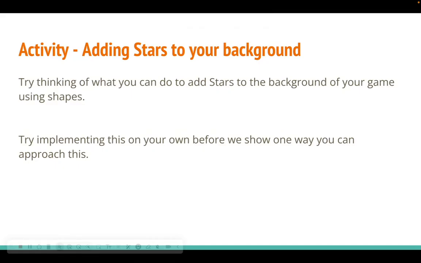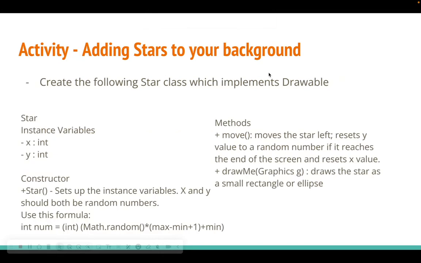Now that you've hopefully had some time to work on it yourself, if you're happy with your solution, you can totally keep it that way, but we'll just show you one way of doing it. And this is by creating a Star class that implements Drawable. Let's go over that one more time. You have X and Y as instance variables. Then you set them up where X and Y will both be random numbers.